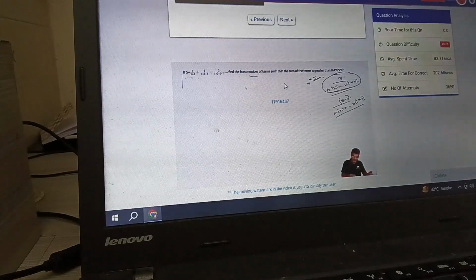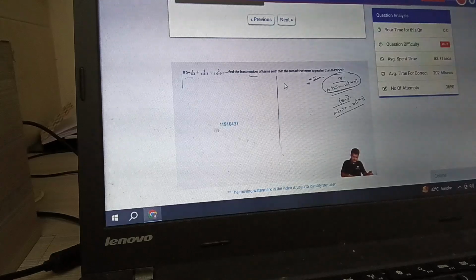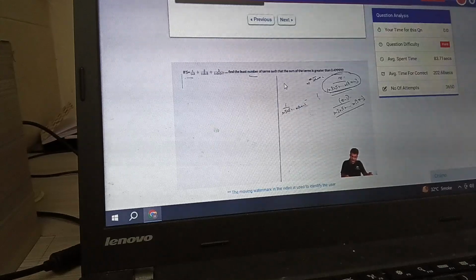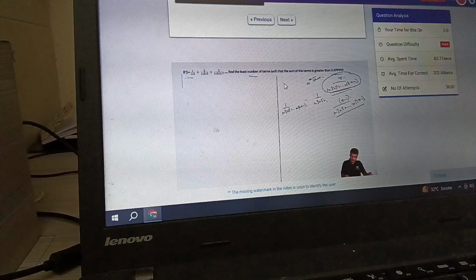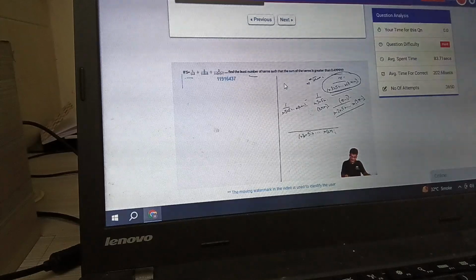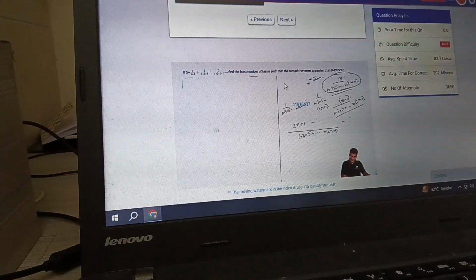So if you are looking at the value of 1 by 1 into 3 into 5 into dot dot dot into 2n minus 1, and if you are subtracting 1 by 1 into 3 into 5 into dot dot dot into 2n plus 1, the common denominator will be 1 into 3 into 5 into dot dot dot into 2n plus 1, and the numerator will be equal to 2n plus 1 minus 1, which is equal to 2n, divided by 1 into 3 into 5 into dot dot dot into 2n plus 1.